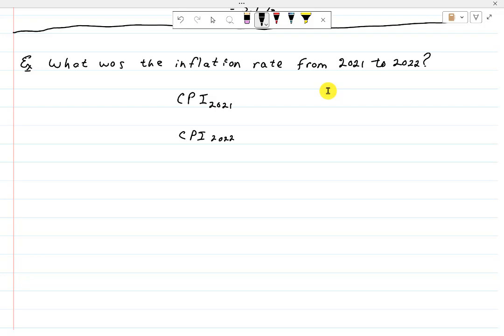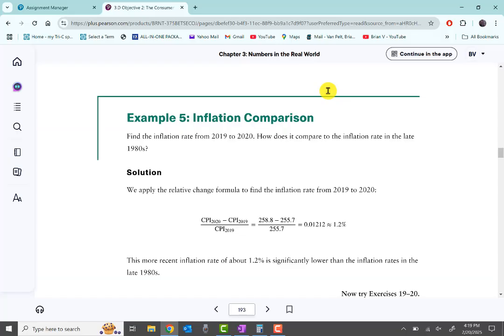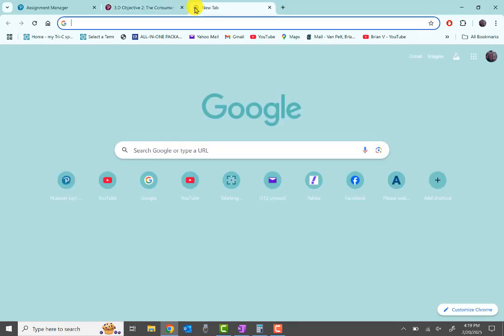Well, I said they're published. So they're not hard to find, but they're not always extremely easy to find because they've been using a different way to represent the CPI than what used to be. So picking up the old representation is what I need to do. So what I'm going to do is go into Google.